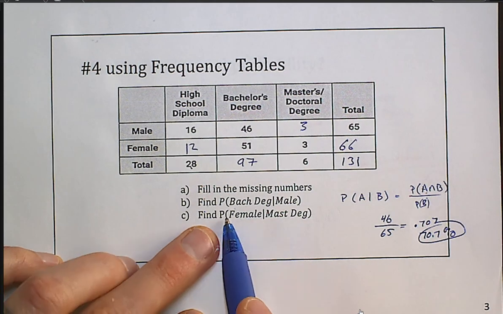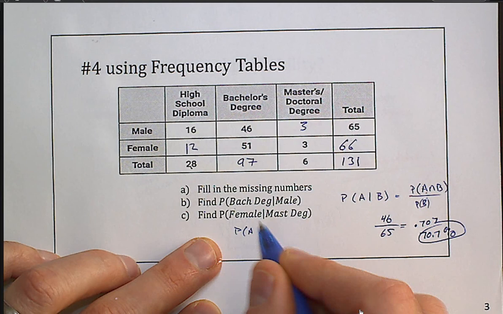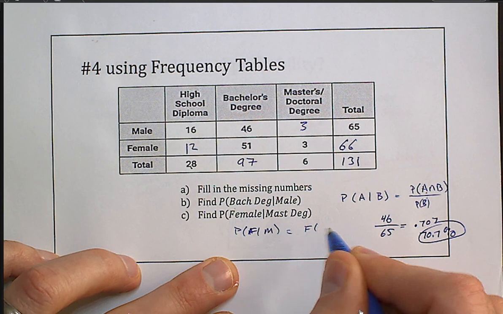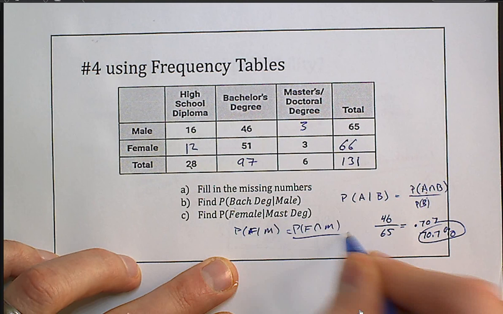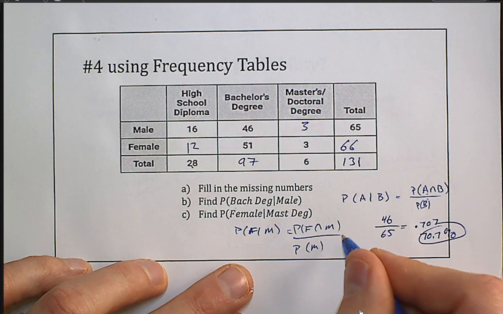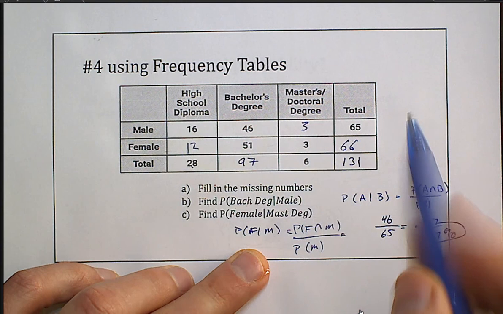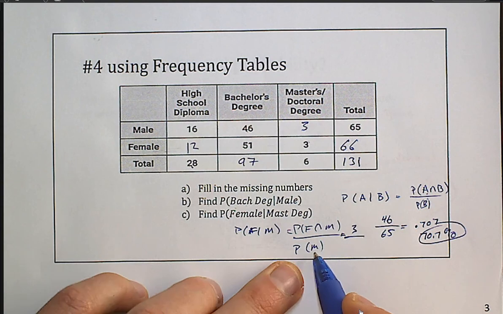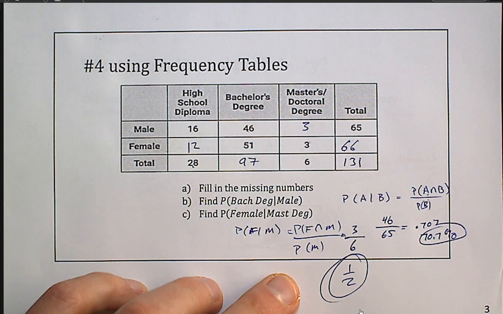Part C, probability that it's a female given they have a master's degree. Probability that it's a female, I put F, for master's degree. So it's the intersection of female and master's degree over the probability of a master's degree. So not so bad. Where's the intersection of females and master's degree? Right here, 3. Given that it is a master's degree. Total 6. 1/2. Done. 50% if you want to make it a percentage.